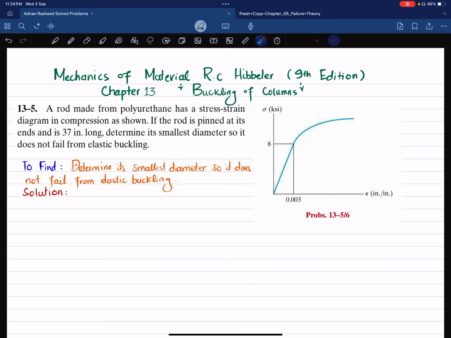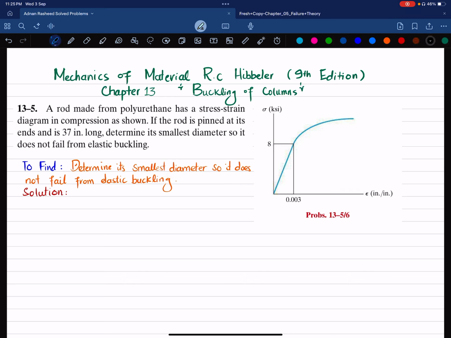So you can see this is the stress-strain curve for polyurethane under compression, having this 8 ksi load in the elastic region, and against that load the strain is 0.003. So you have to determine the smallest diameter so that it does not buckle. So let's start with the solution.